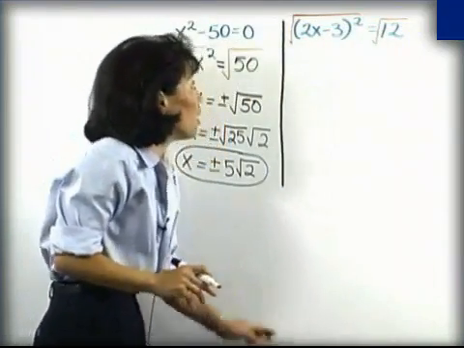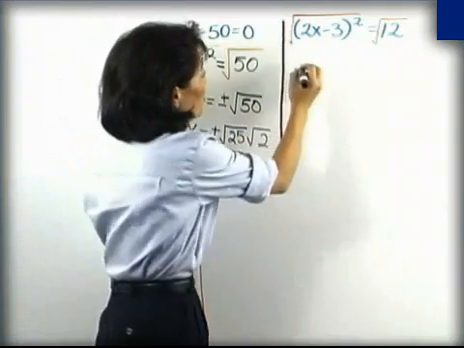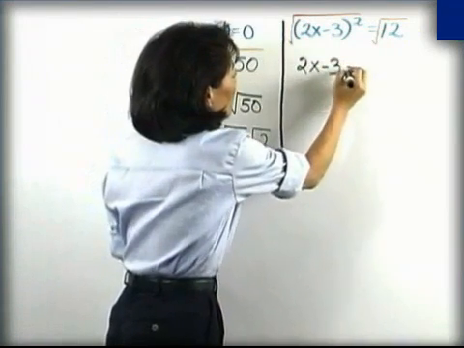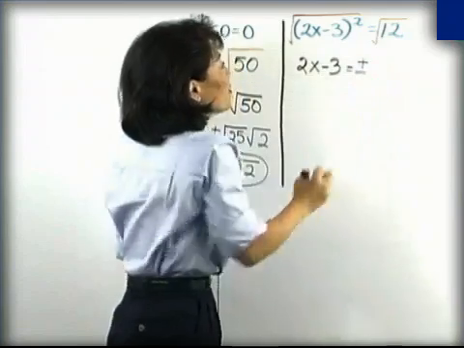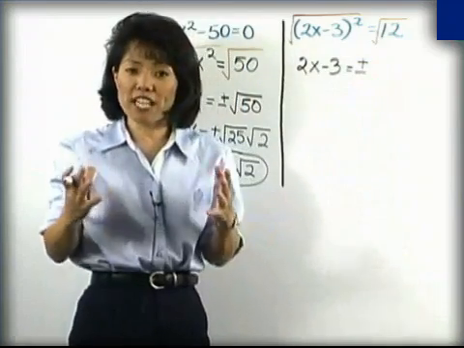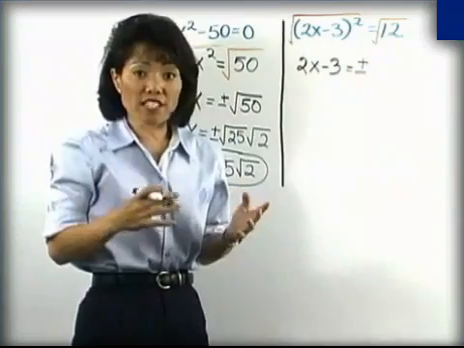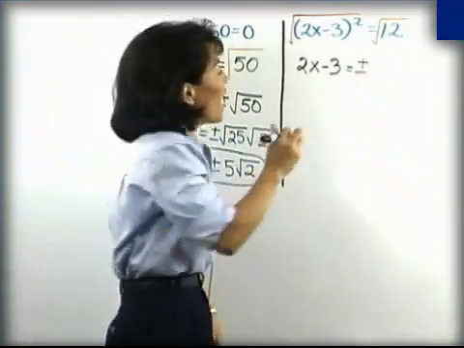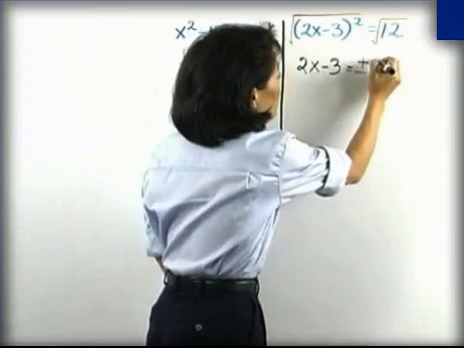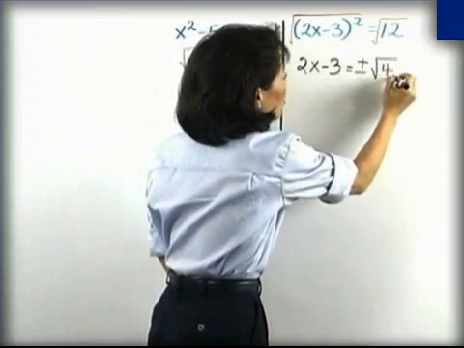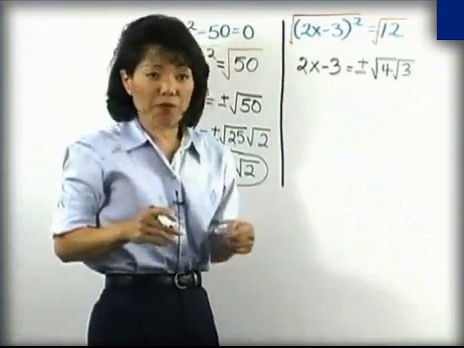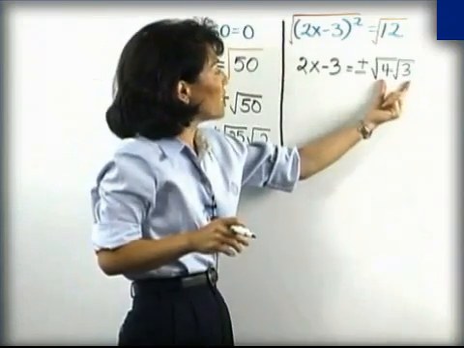When we do, on the left-hand side, you'll see we get just 2x minus 3. On the right-hand side, we get plus or minus, because whenever we take the square root, a positive or a negative value is possible there. The square root of 12, and we know the square root of 12 here can be broken up into the square root of 4 times the square root of 3. Are you following what I did here?